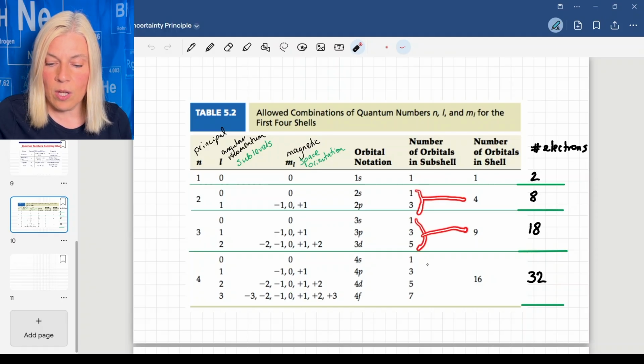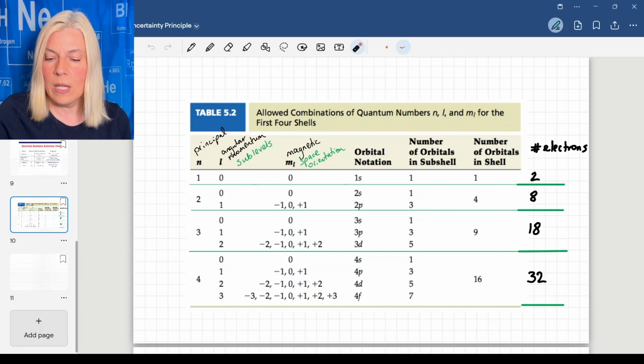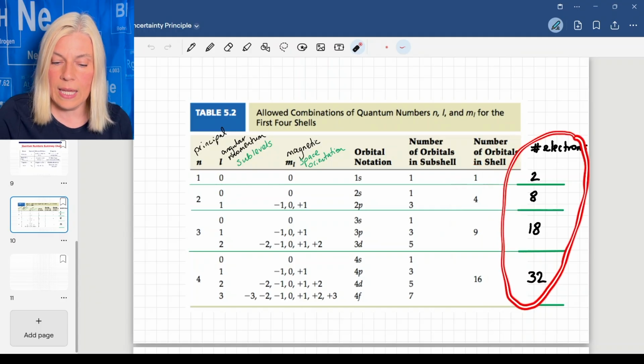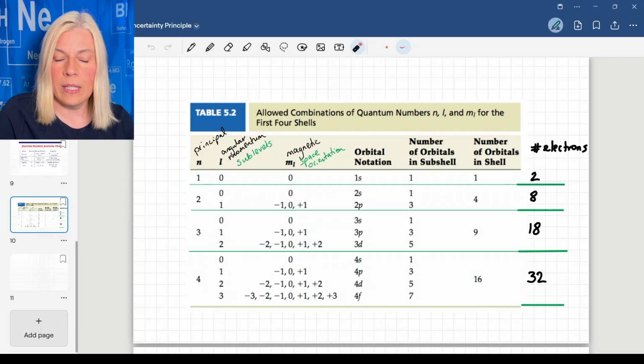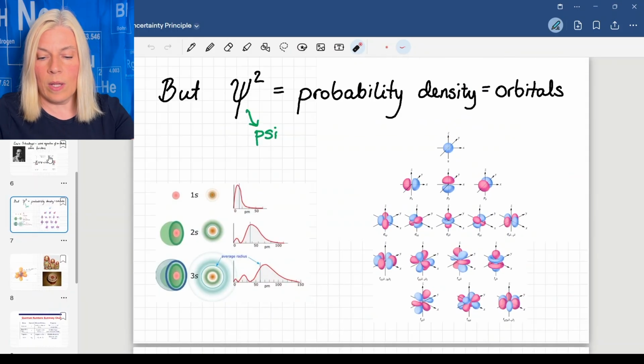And remember, there was also the magnetic spin quantum number, which has 2 values. So 2 electrons go to each orbital, and here is your number of electrons in each energy level. Now, what does that mean? Remember, this is math, this is probability. So here, one more time.